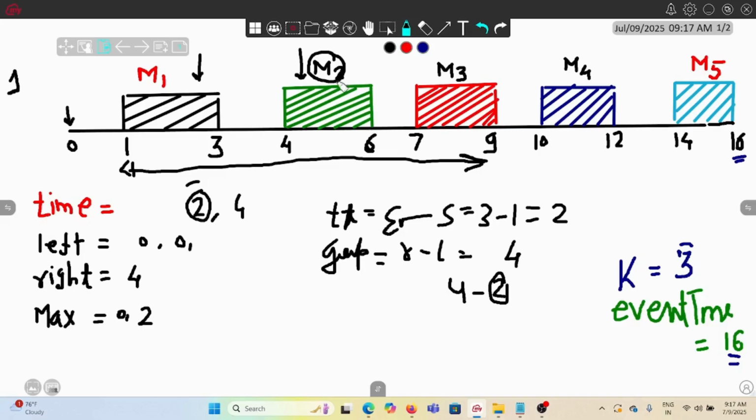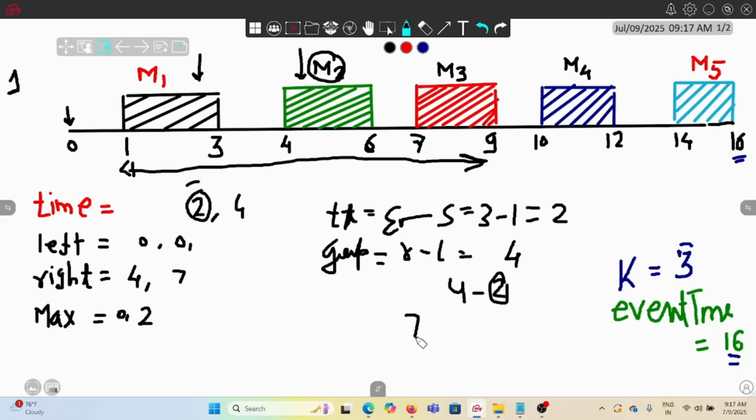Now we are coming to this M2. So left is still 0. What is the right? Right would be the M3 start time, which is 7. Now what would be this timing? 7 minus 0, right? So right minus left, the same R minus L we did before. So 7 minus 0 would be 7.